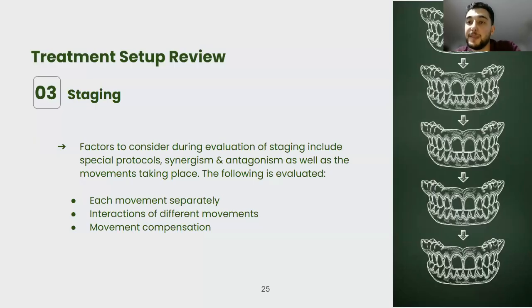After I check each movement separately, I need to start noticing, are these movements that are happening at the same time going to be synergistic, meaning they're going to complement each other, or are they antagonistic, like physically the aligner is not going to be able to apply all these forces at once, and it's going to be overwhelmed, leading to unfavorable results. And lastly, again, is movement compensation, and we talked about that before.